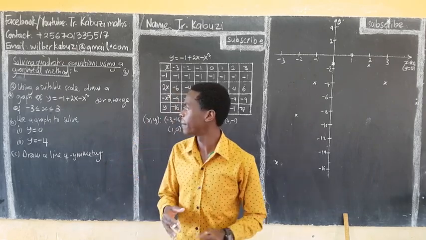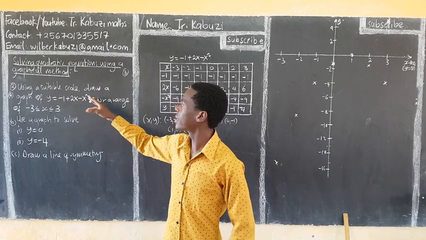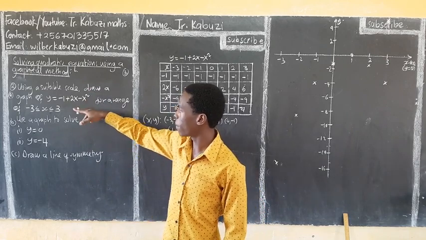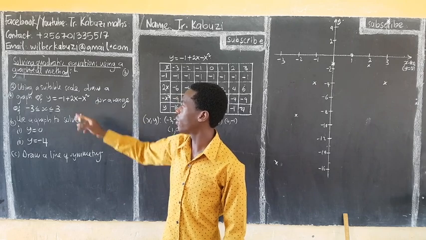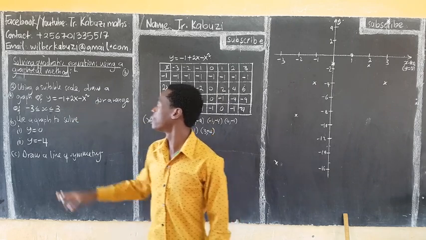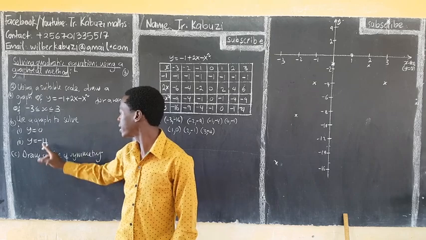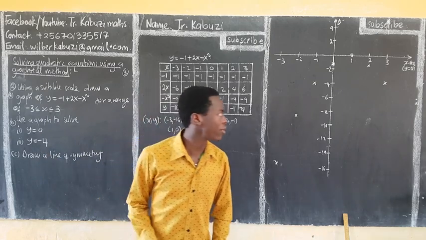Let us go through it. Now, using a square scale, draw a graph of y equal to that for a range of -3 to 3. Use the graph to solve this and this, and draw a line of symmetry.